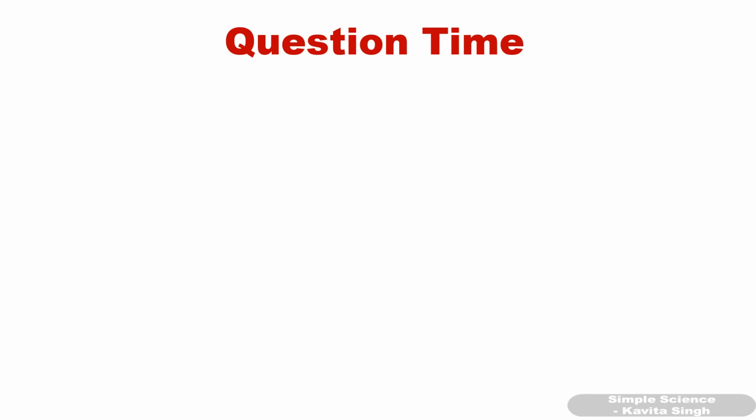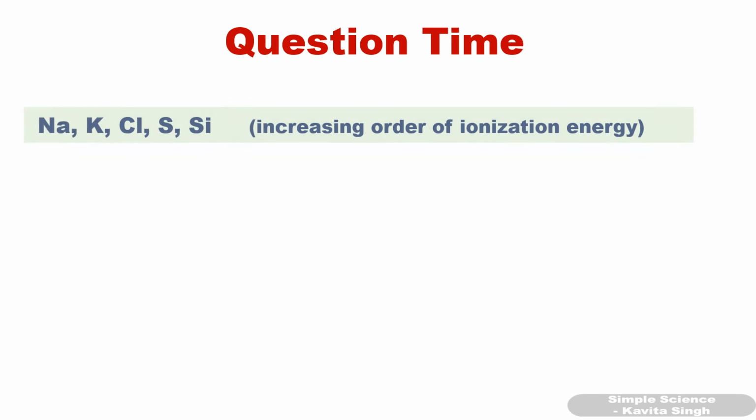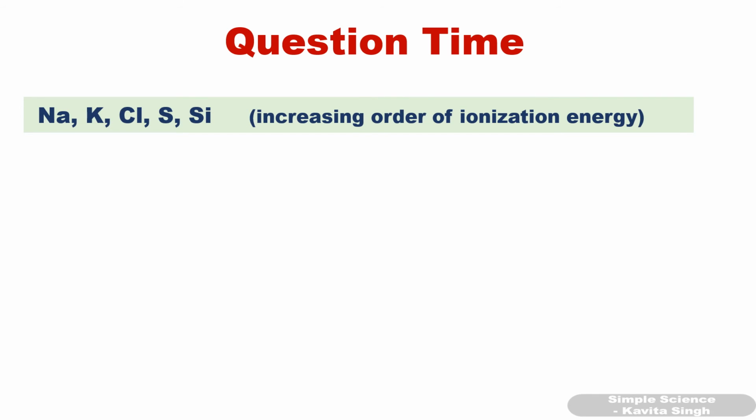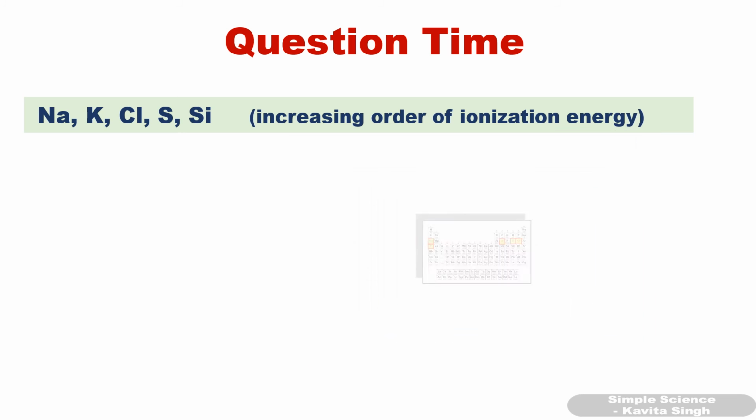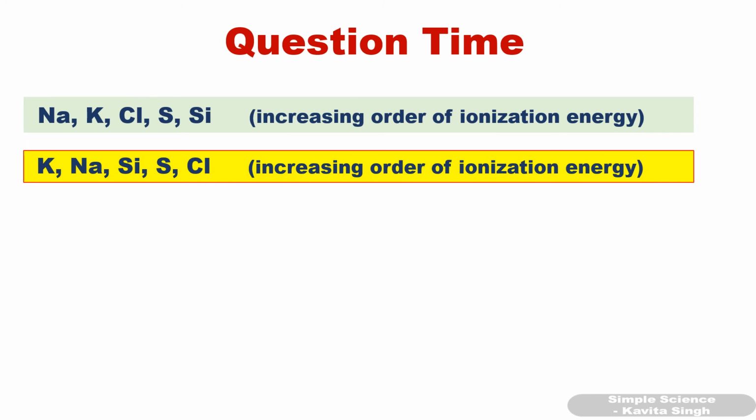Okay. Now question time. Let me ask you a few questions. Arrange these elements in increasing order of ionization energy. If you check in the periodic table, you have sodium, potassium, chlorine, sulfur and silicon. We have to arrange them in increasing order of ionization potential. Ionization potential will be least for first group elements, and out of the first group elements, the bottom one will have less. So potassium, sodium, then silicon, then sulfur and then chlorine. This will be the order.